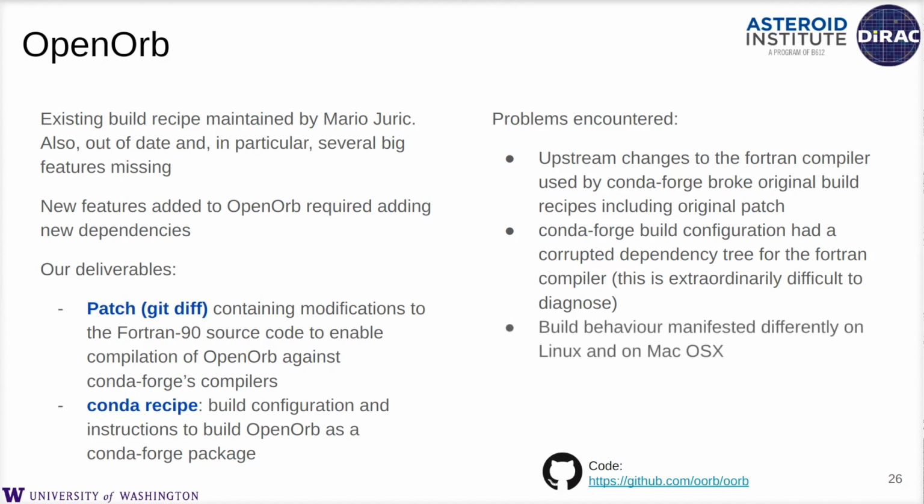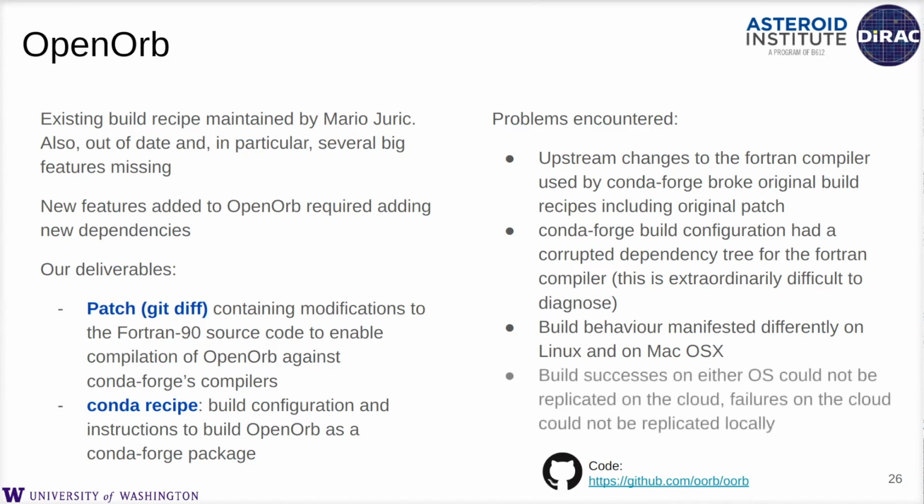What was also bizarre was these builds manifested differently on Linux and Mac OS X. So I was working on Linux, Aditi was working on Mac OS X. The different compilers used by the different systems would crash at different points. But we ended up getting this all reconciled. We were able to build local Conda Forge packages for OpenOrb, which was a huge success.